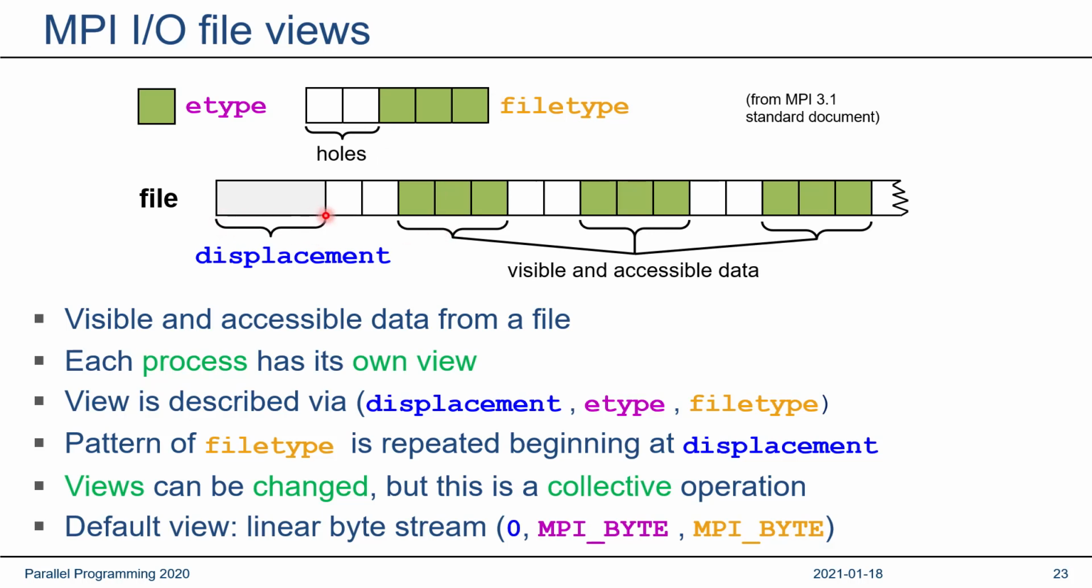So for example, if your file has some header information that's not interesting for the process at hand, you can specify this displacement to skip over any of this information. And then the file type is just repeated until the end of the file. The visible and accessible data that the process actually sees is only the green part. And it sees this data in a consecutive way.